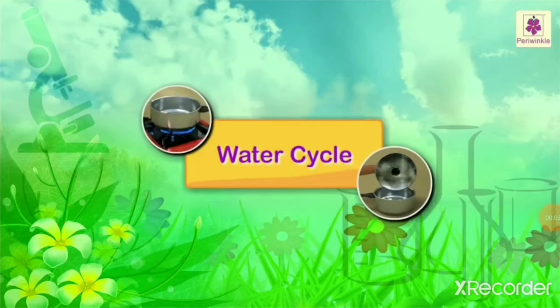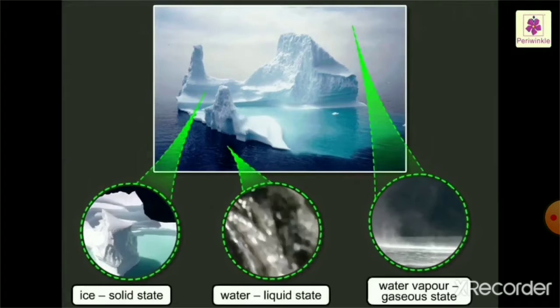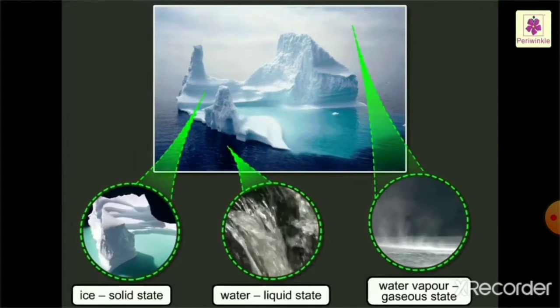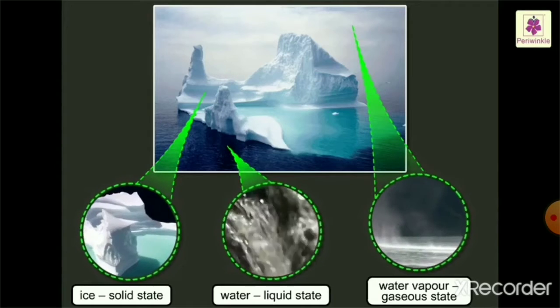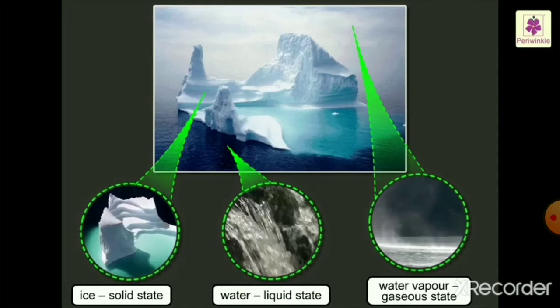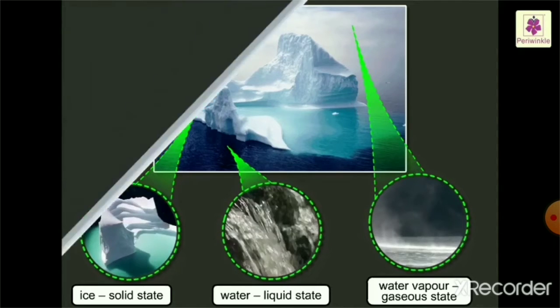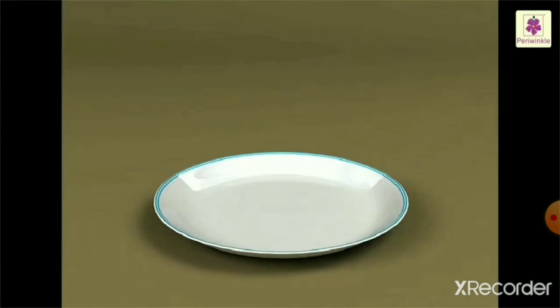Water cycle. Water is the only substance on earth that naturally occurs in three different forms: as ice in solid state, as water in liquid state, as water vapor or steam in gaseous state. Let's do an activity to understand it in a better way.